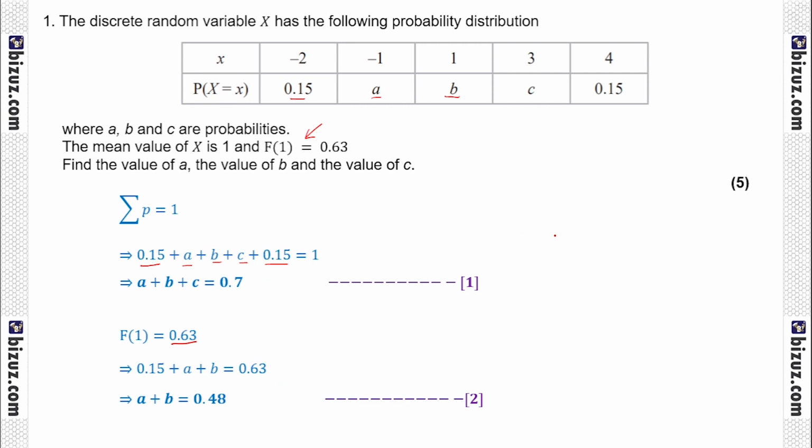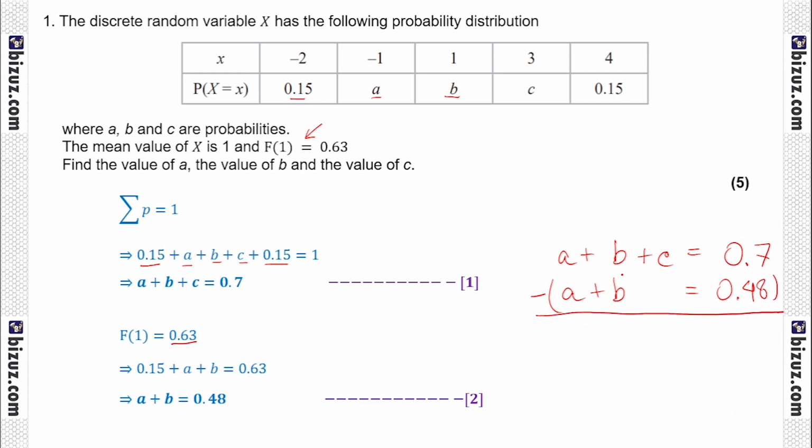Now, as you can see here, a plus b plus c, that's our first equation. And from here, if we subtract the second equation, a plus b equals 0.48, what do we get? So a cancels out, as we can see. B also cancels out. We get c on the left, and 0.7 minus 0.48, that's 0.22 on the right. So c is equal to 0.22. That's exactly what we have done here. So equation 1 minus equation 2 gives us c is equal to 0.22.